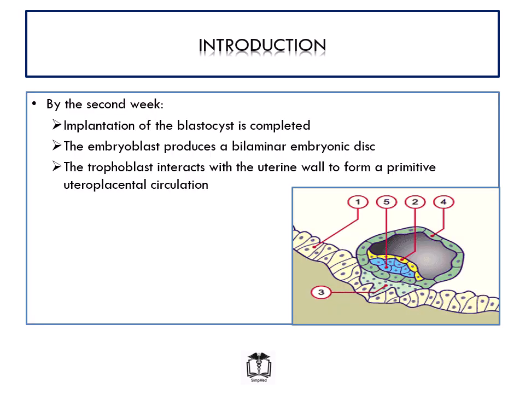So by the end of week 2, we should have implantation of the blastocyst being completed. We should have the embryoblast maturing into what we call a bilaminar embryonic disc. And we should have the trophoblast interacting with the uterine tube to form a primitive utero-placental circulation. These are all the events of the second week of gestation, and we'll talk about each of them in much more detail as we go along in the video.